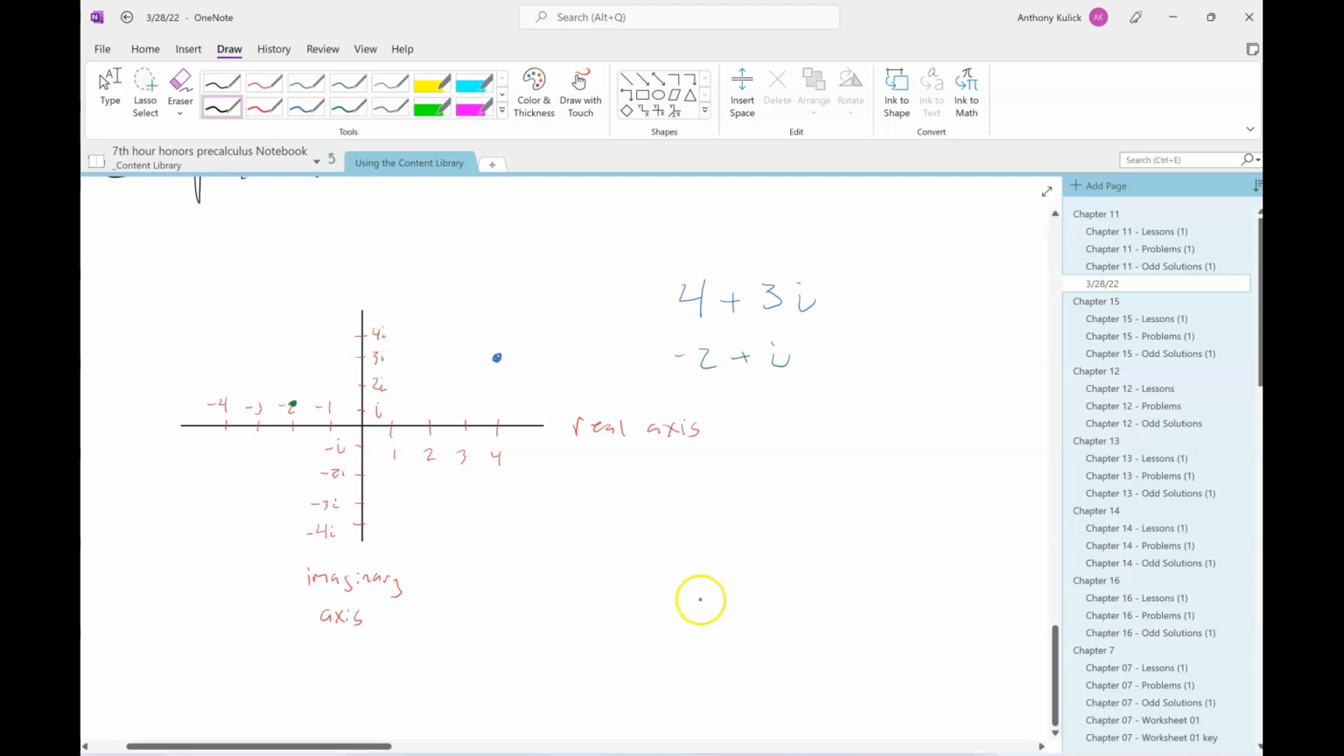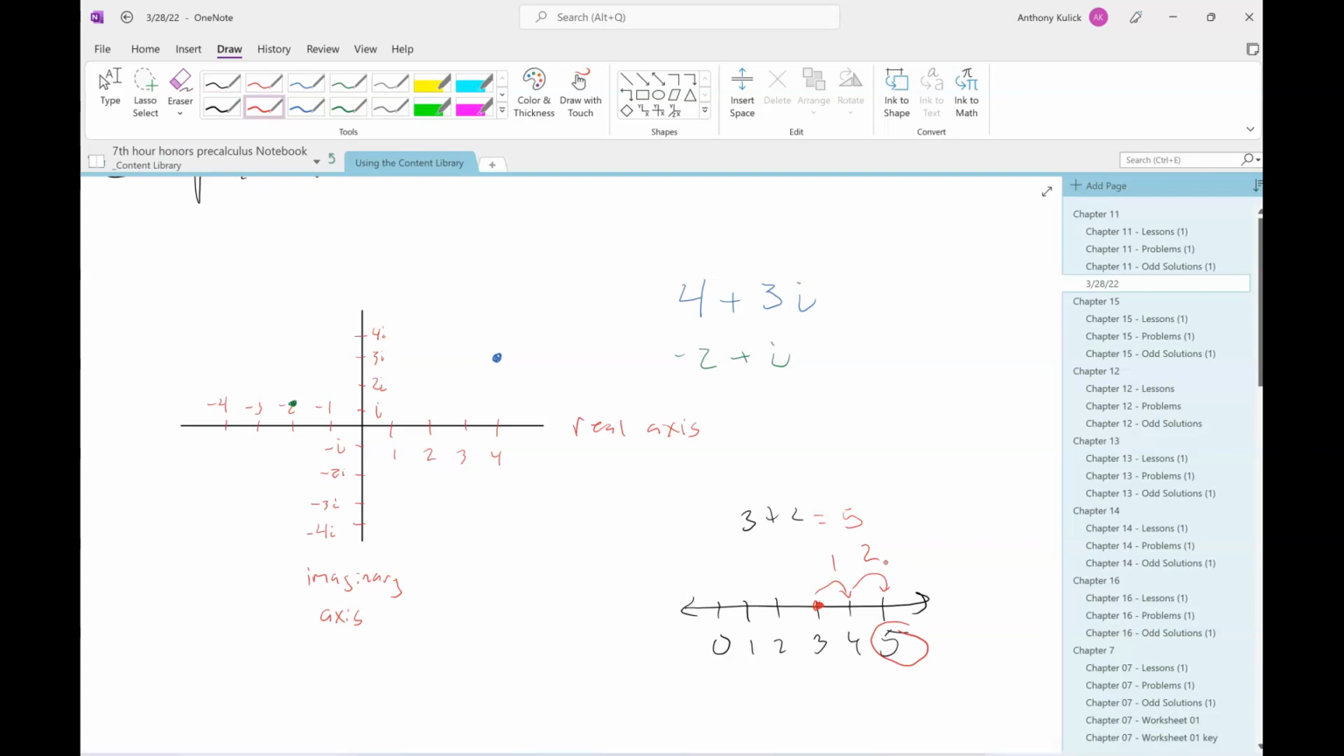Well, I hinted at earlier, if you remember going back to elementary school, to do something like 3 plus 2, you found 3 on the number line, and then you went 2 spaces over, and that was your answer, right? You guys remember doing this way back at the very beginning of elementary school? This is why we need the number line, and this is why we're going to need the complex plane.